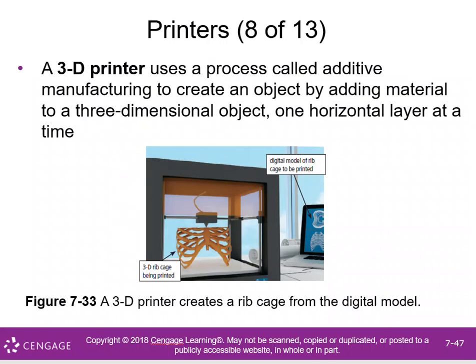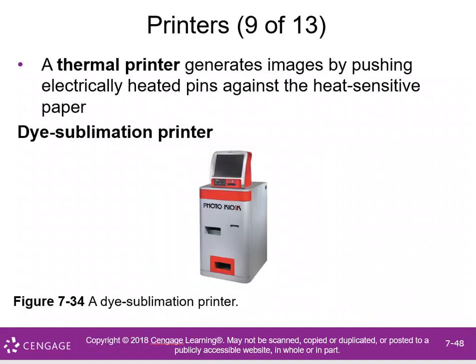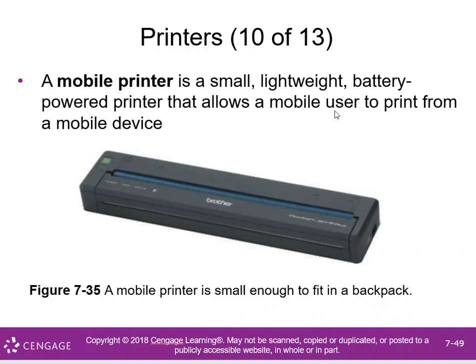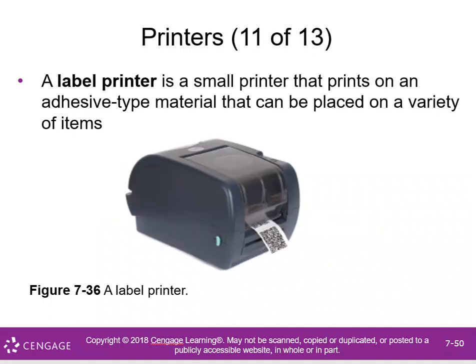Okay, next is 3D printer. It uses a process called additive manufacturing to create an object by adding material to a three-dimensional object, one horizontal layer at a time. Then next is thermal printer. It generates images by pushing electrically heated pins against heat sensitive paper. For example, dye sublimation printer. Then mobile printer, a small lightweight battery powered printer that allows mobile users to print from a mobile device. Okay, a label printer, a small printer that prints on an adhesive type material that can be placed on a variety of items.